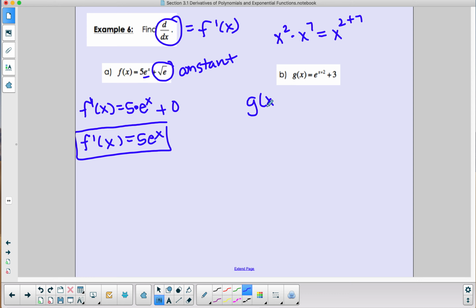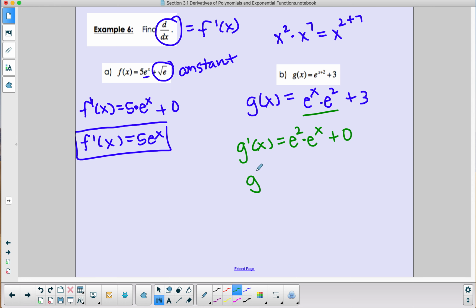So I'm rewriting, I'm not taking my derivative yet. I would have e to the x times e to the 2nd plus 3. Now I'm going to take the derivative of this first part, so I'm going to say g prime, and I'm going to take the derivative of e to the x. Now e to the 2nd, there's no x associated with it, so it's a constant. It's just like the number 5, so it sticks around. So I still have e to the 2nd times my derivative of e to the x, which is e to the x, plus the derivative of 3. 3 is a constant, so that would be 0.